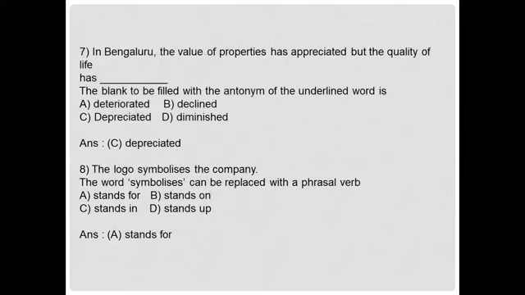Next. In Bengaluru, the value of properties has appreciated, but the quality of life has dash. The blank to be filled with the antonym of the underlined word is A. Deteriorated, B. Declined, C. Depreciated, or D. Diminished. And the underlined word here is appreciated. So the answer is option C. Depreciated. It's the antonym, the opposite of the appreciated word. So answer C is the answer.